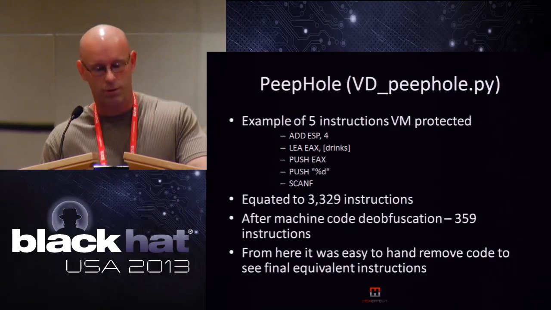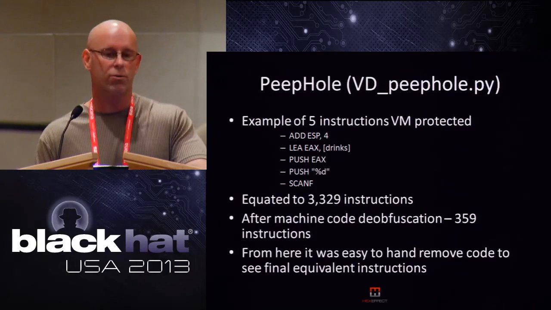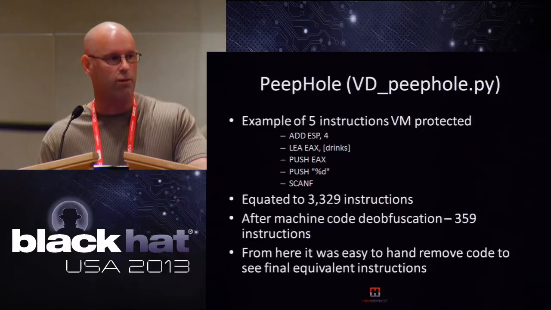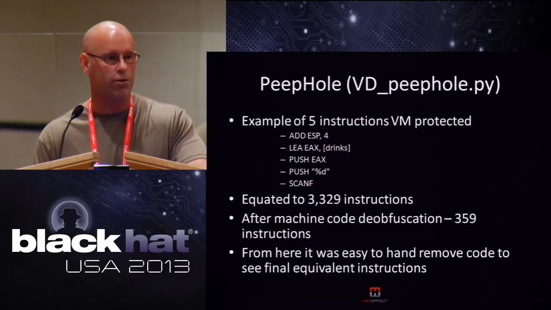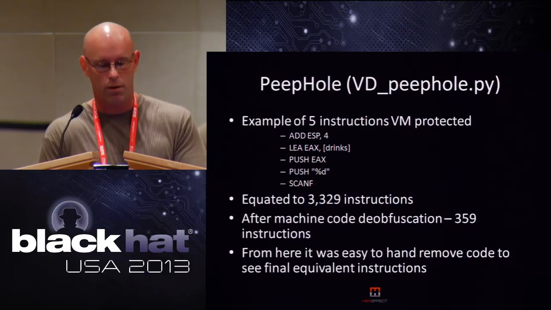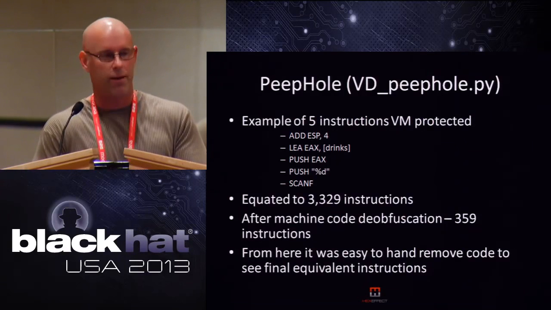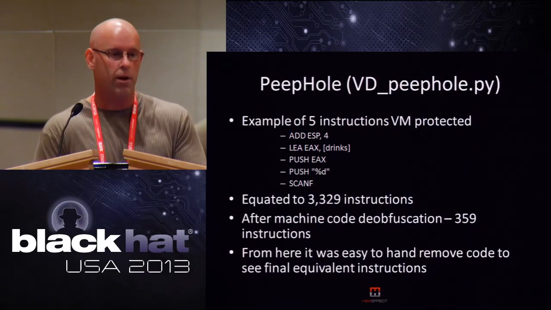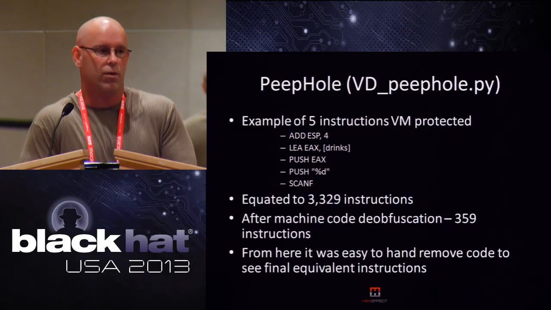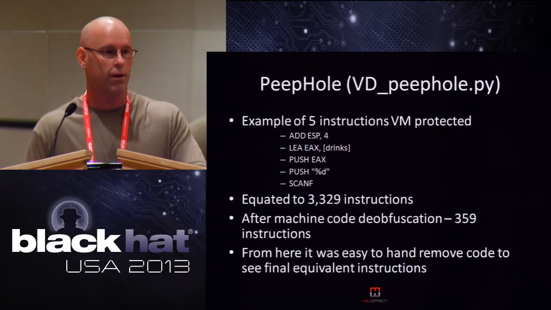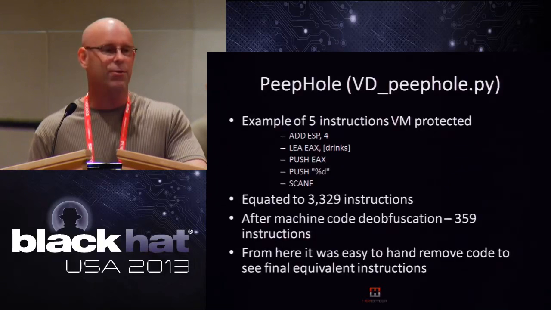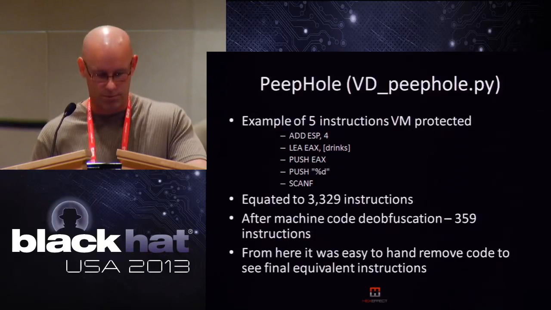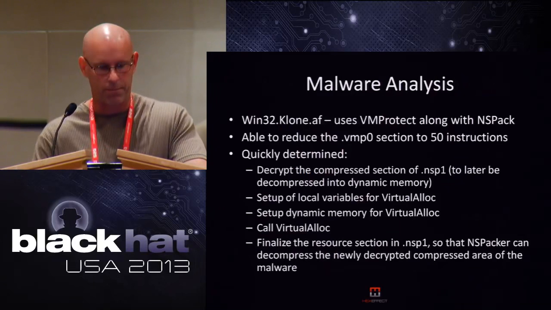Here's 5 instructions that were the original instructions that were protected. After removing the virtual machine, there were still 3,329, just to represent these 5 instructions, and all that was code obfuscation. After running the peephole tool, I got it down to 359. The reality is I could probably get it even tighter, but I was running out of time, so it was good enough. But the point was I was able to reverse those 359 really quick and say it was equivalent to these instructions. So I'm having a good time at that point.